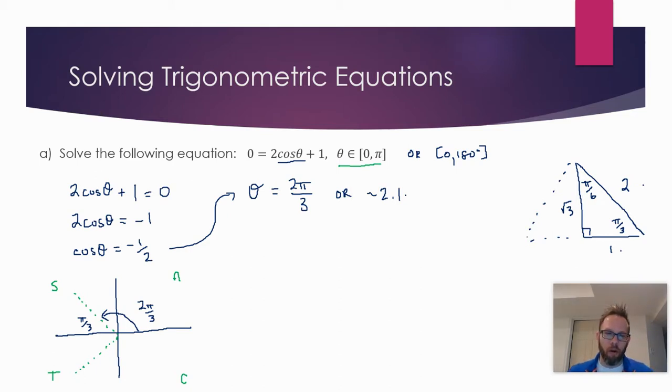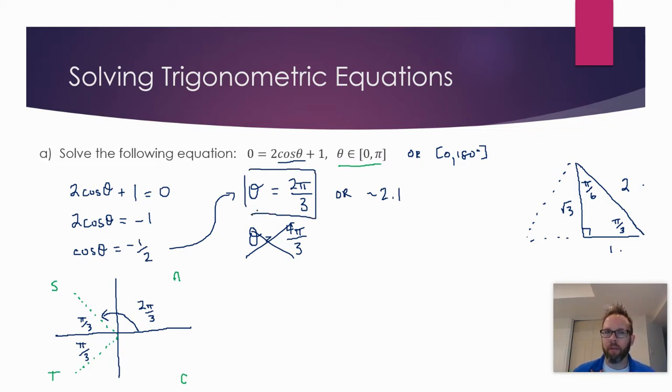Like we also know that theta equals pi over 3 more than pi radians. So 4 pi over 3 gives you the same cosine as negative 1/2. However, that's outside our interval of 0 to pi. So it's outside our interval, and so we have just the one solution here. So 2 pi over 3, or about 2.1.